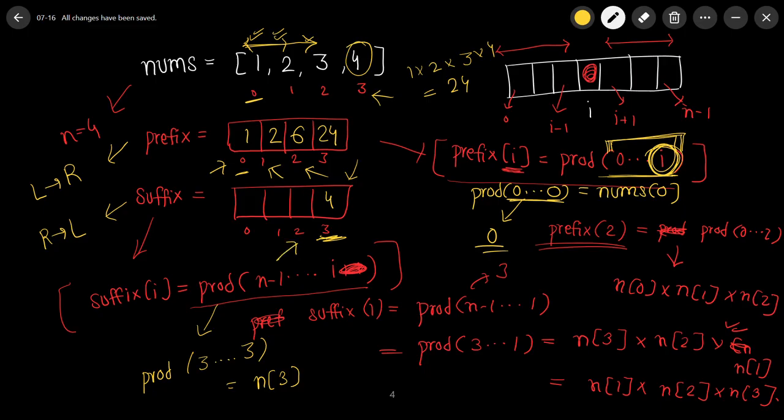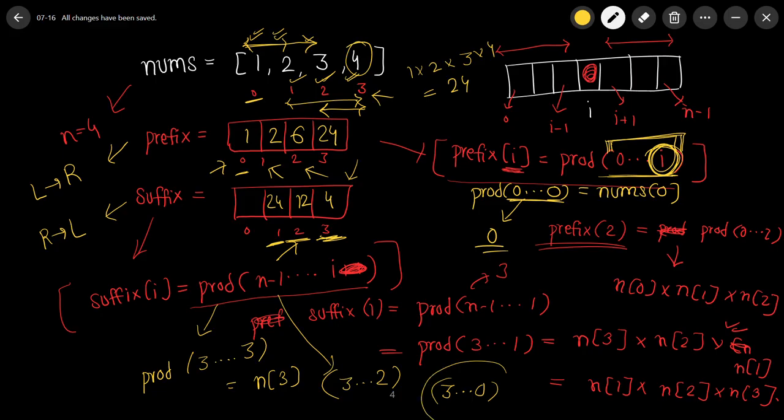Similarly, suffix of 2 is n minus 1, n minus 1 is 3, till I. I is 2. So the product from 3 to 2. The product from 3 to 2 means this thing, which has 4 into 3. That is 12. Similarly, suffix of 1 is this portion's product, which is 4 into 3 into 2, which is 24. And similarly, suffix of 0 means n minus 1, which is 3, till 0, which means the product of everything from nums of 3 to 0, which is 24. So this is our prefix and suffix arrays we would pre-compute.